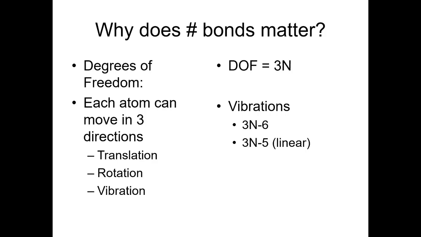Now, there's a side note that's only important because we're dealing with carbon dioxide: if you have a linear molecule, because the x direction and the y direction are identical, if along the molecule is the z direction, you really only have 2 rotations. And so it's 3N minus 5 instead of 3N minus 6. Okay, so let's take a closer look at rotations, translations, and vibrations.